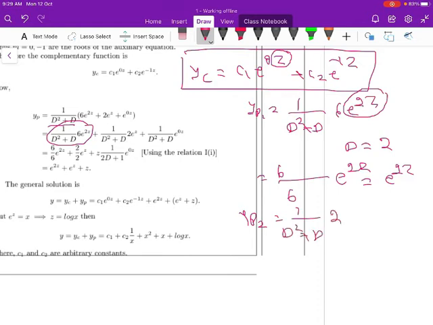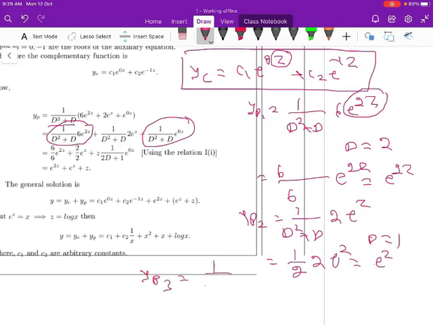yp2 is equal to 1 by D square plus D into 2 into e power z. Take D equal to 1 here, because the coefficient of z is 1. So that is 1 plus 1, 1 by 2, into 2 e power z, that is e power z. Let us move to the third case now. So yp3 is equal to 1 by D square plus D into e power 0z.